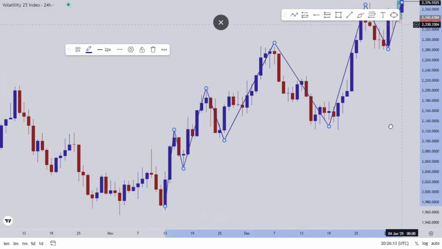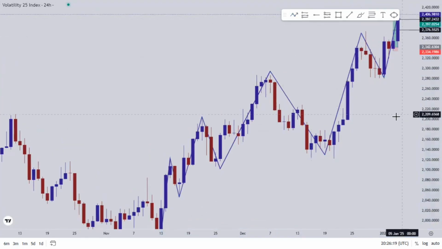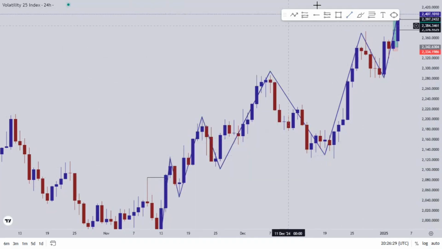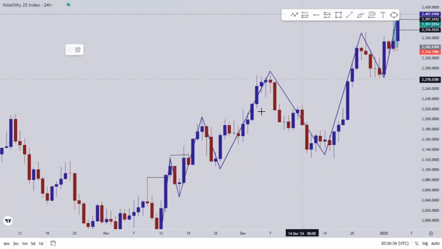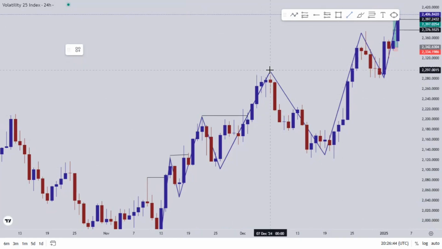This is the overall movement. The chart needs to be properly mapped. This is where the market changed character. The market broke out of structure here. Sorry, we have a break of structure here. We have another break of structure here. We have another break of structure here.